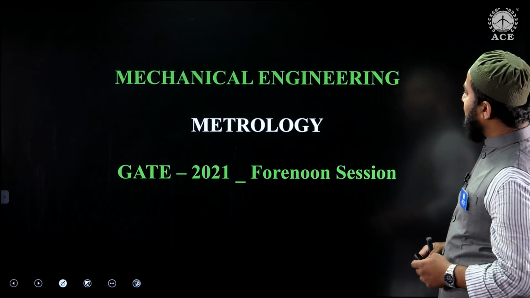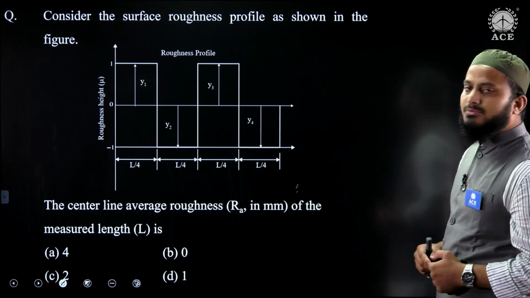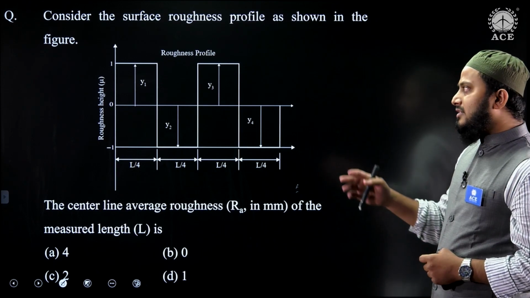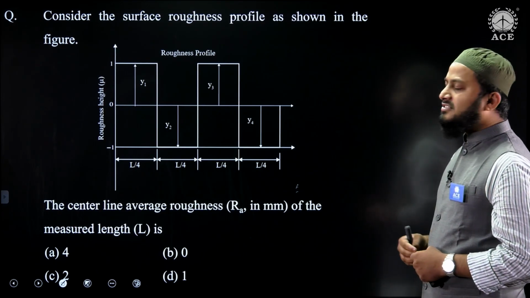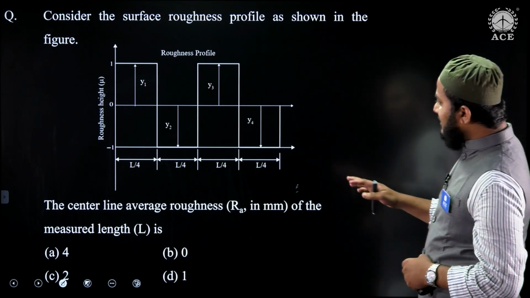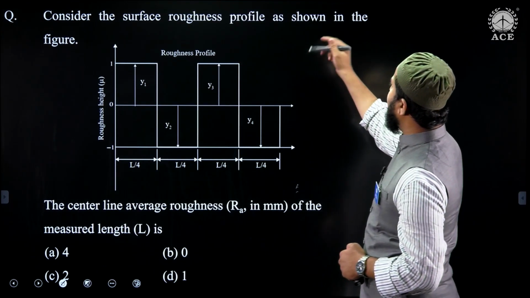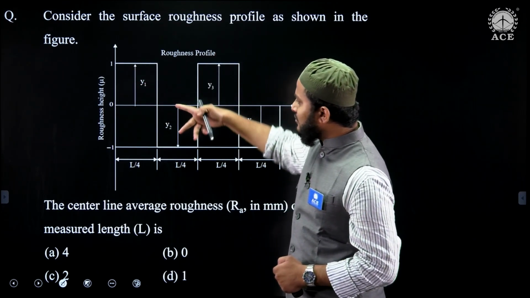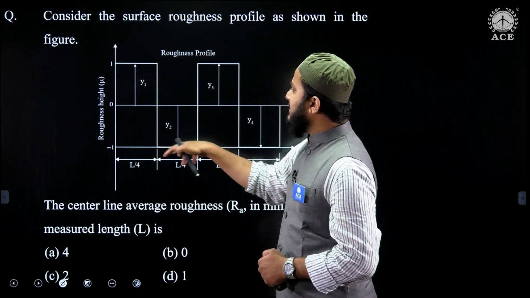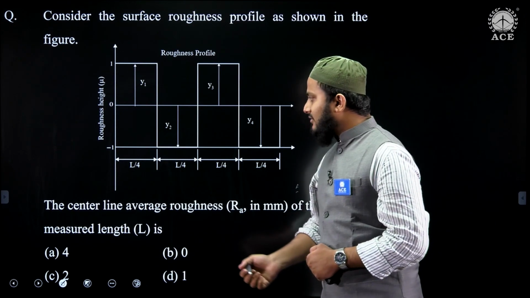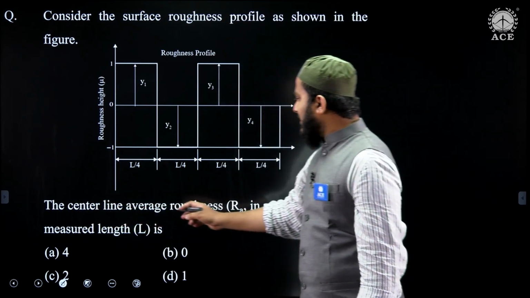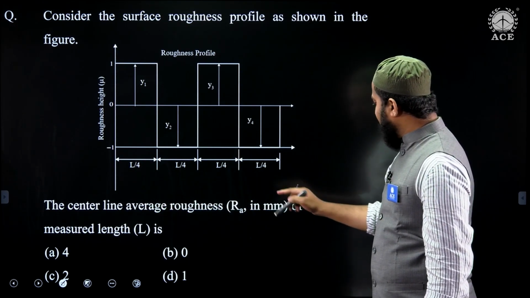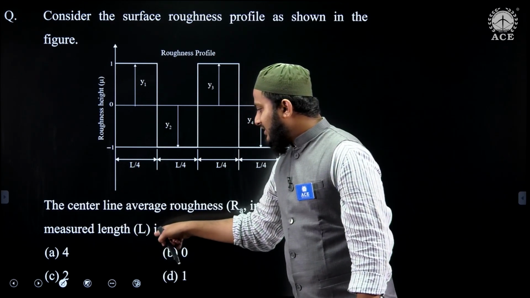Now, if you notice, in the forenoon session there was one question from metrology, from the surface finish topic, where if you go through the classroom notes, you will find many similar questions. What they said in this question is, consider the surface roughness profile as shown in the figure. As we do not know the value of L here, I can consider it as a rectangular profile, or even a square profile. They are asking the central line average roughness, Ra in mm, for the measured length L.